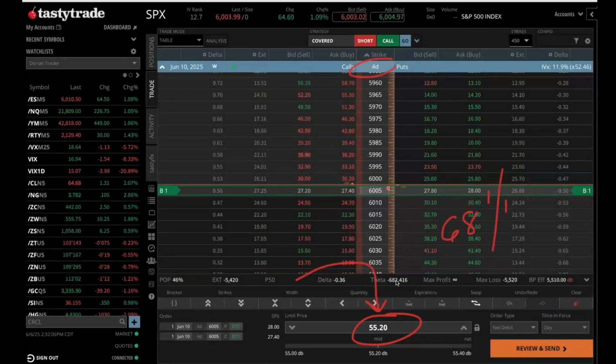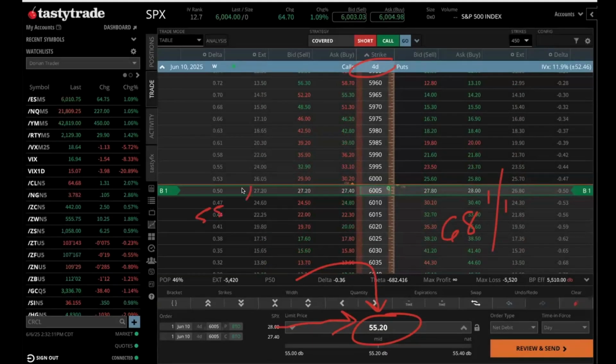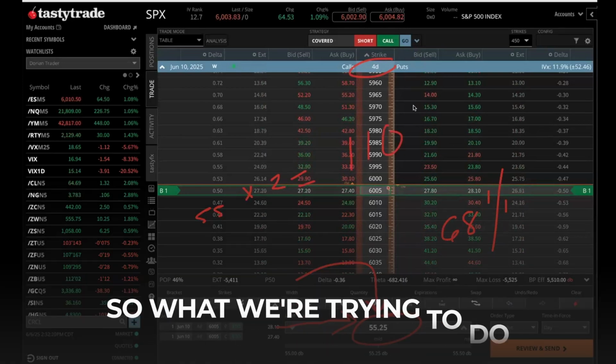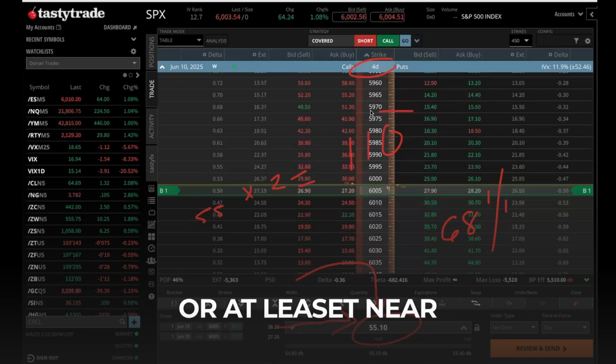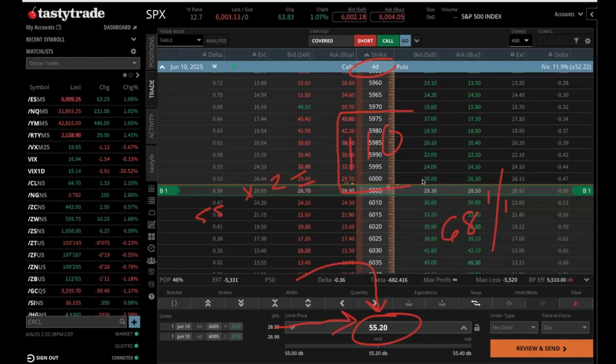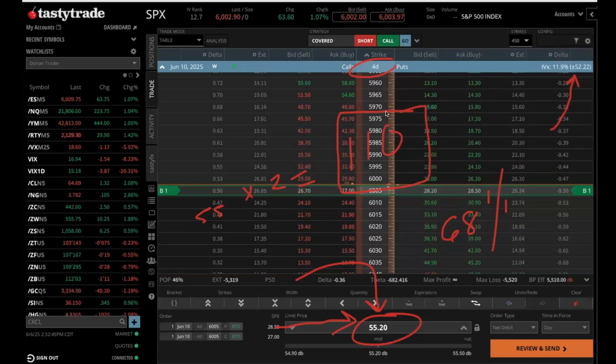Well, what we're trying to do is double this number. So we take the 55 and we times it by 2 to equal the 110. That's 2 times the expected move. So what we're trying to do is be at or further than or at least near this number, this 110, this 2 times the expected move. We're trying to set up the trade on both sides, reflecting 2 times the expected move. So as you can see over here, the TastyTrade is saying plus or minus 52. The 2 times the expected move is also plus or minus that 110.